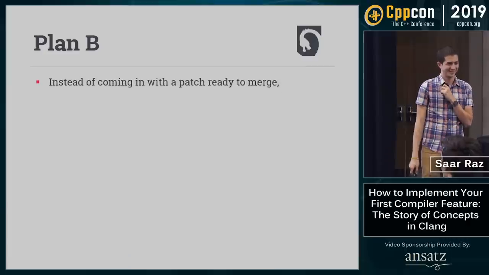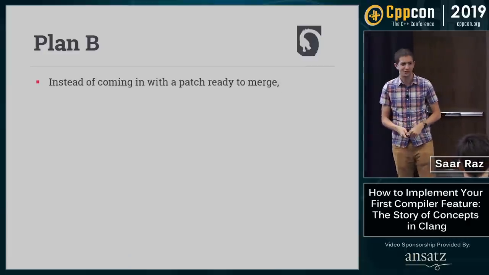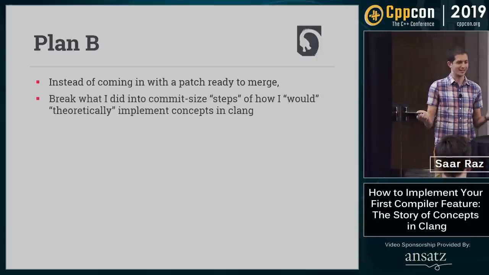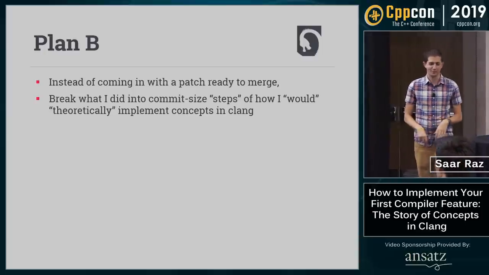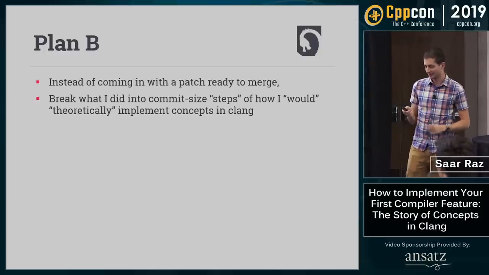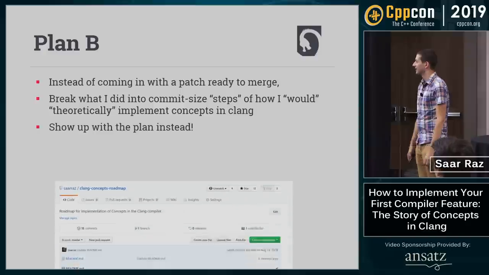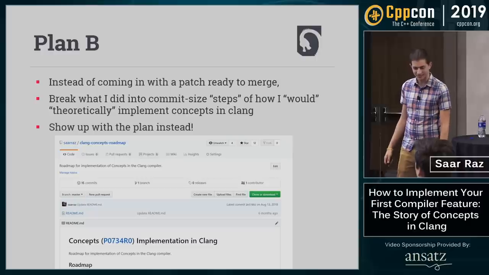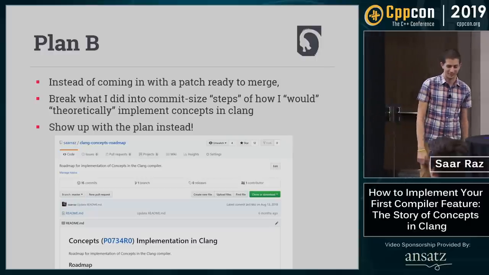Plan B. Instead of just showing up with a patch ready to merge, I would break what I did into commit size steps of how I would theoretically implement concepts in Clang, and just show up with the plan instead. So I did it. I created this repo, Clang Concepts Roadmap, listing the steps required, in my opinion, to implement concepts in Clang.